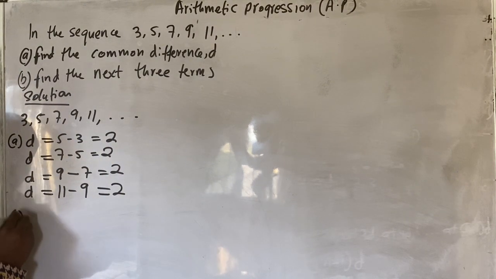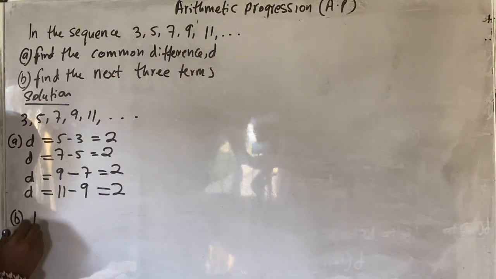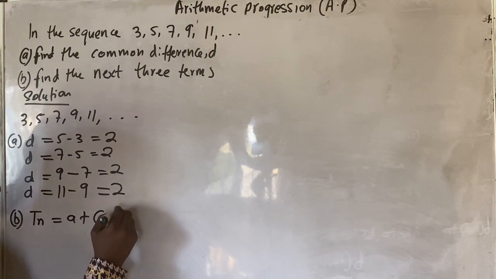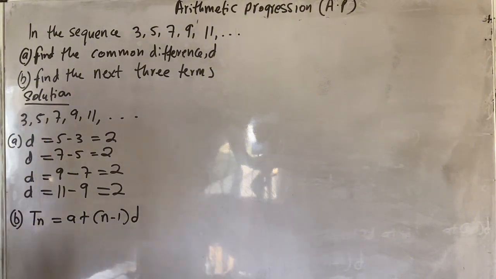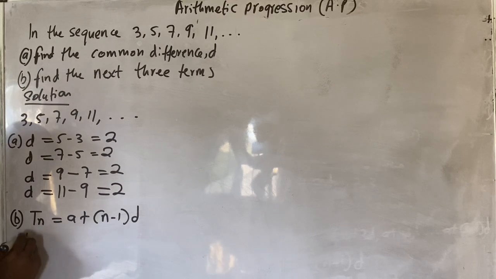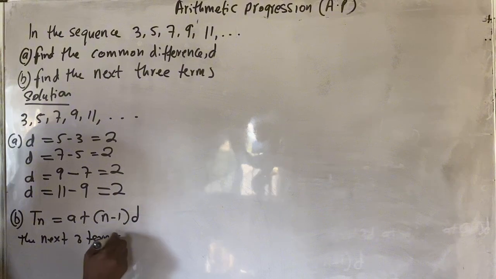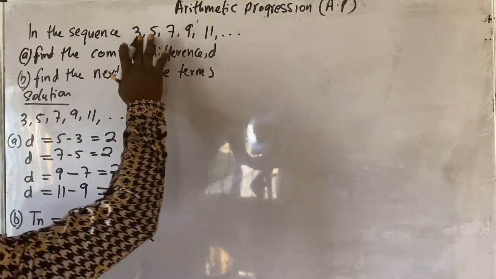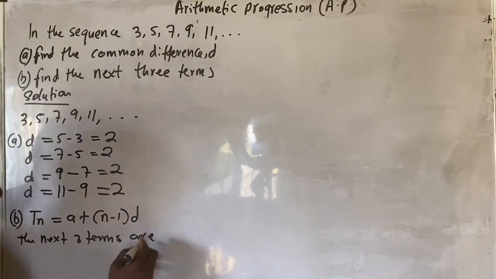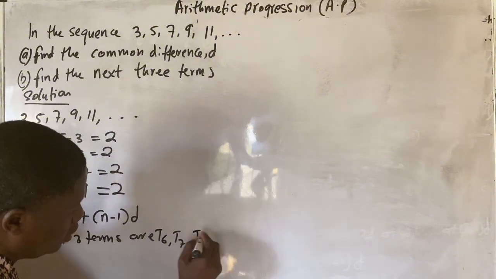So we have the B part. We're asked to find the next three terms. The nth term of an AP, Tn, is equal to A plus n minus 1 times the common difference. So the next three terms of the AP will be, now, this is T1, T2, T3, T4, T5. So the next three terms will be T6, T7, and T8.